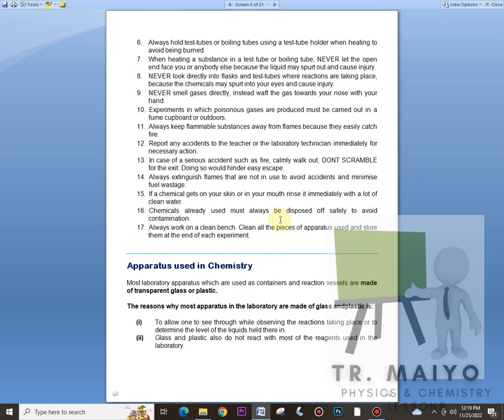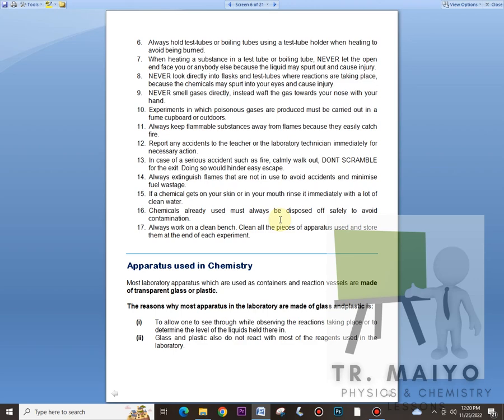Experiment in which poisonous gases are produced must be carried out in a fume chamber or cupboard or in the open air outside the lab. Hiyo naye mkifanya ujinga hiyo gases are real poisonous. Always keep flammable substances away from flames because they easily catch fire. Report any accidents to the teacher or the laboratory technician immediately for necessary action. Necessary action include slapping you, taking you to the nurse, washing your face, just for your safety.